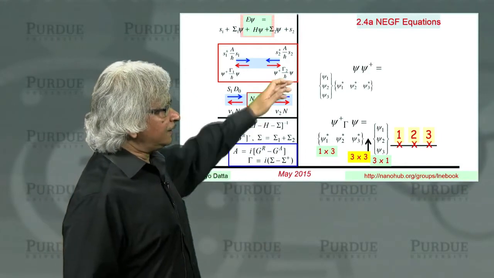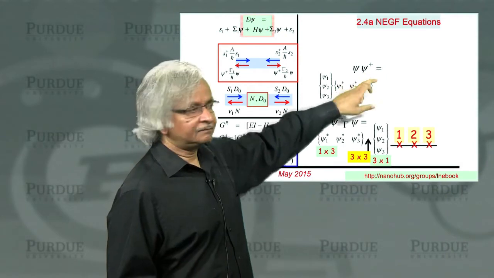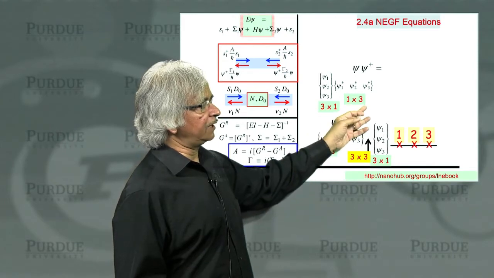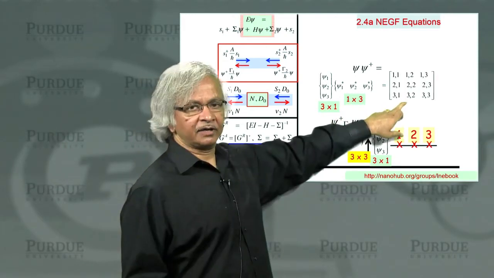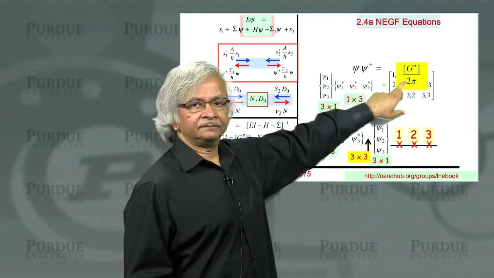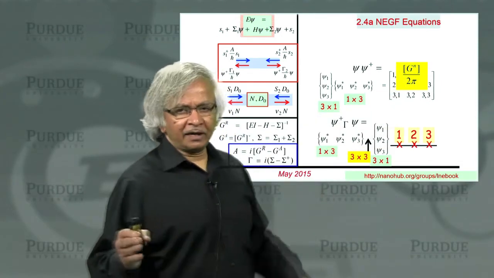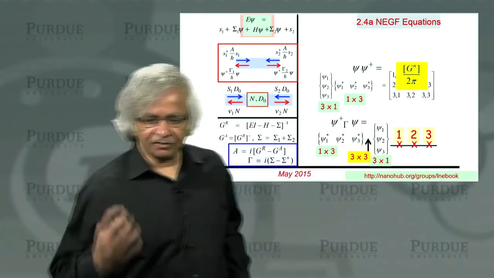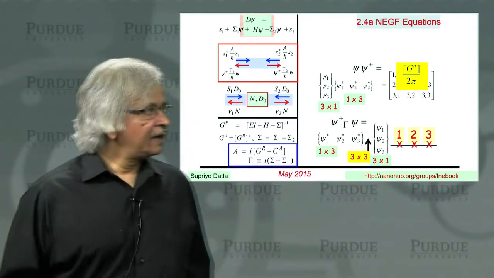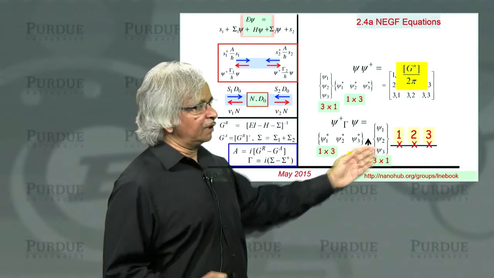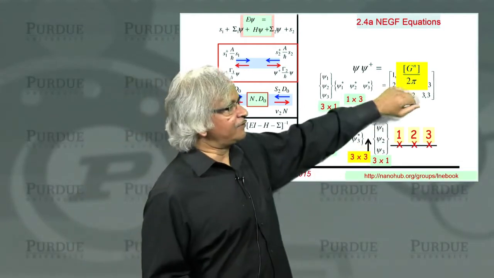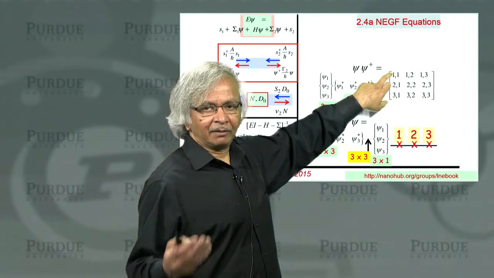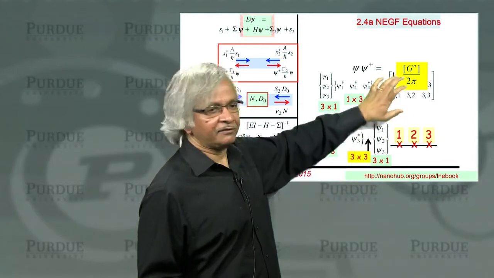Now, on the other hand, if you look at psi psi dagger, then the order is reversed. And now when you multiply it, it's 3 by 1 times 1 by 3. And so what you get is a 3 by 3 matrix, which we call Gn. And I guess the 2 pi, I'll say a couple of words about it later. But basically, this Gn is like the matrix version of the number of electrons. Here I get one number, which is like the number of electrons. Here I get a matrix, but if I add up the terms on the diagonal, then I'll get the number. So the number of electrons is like the trace of this matrix.